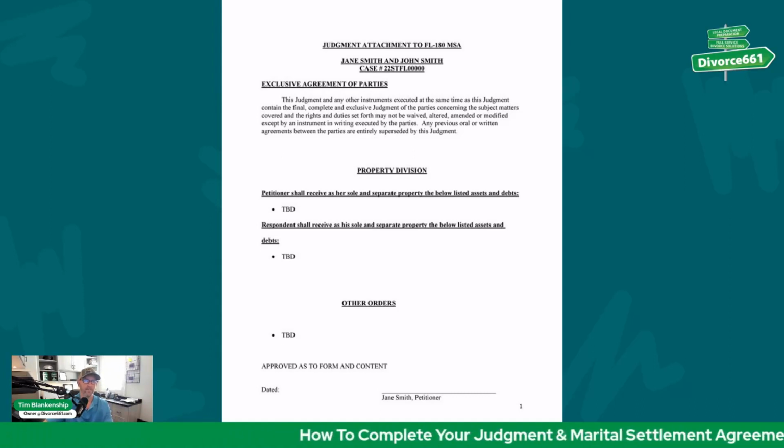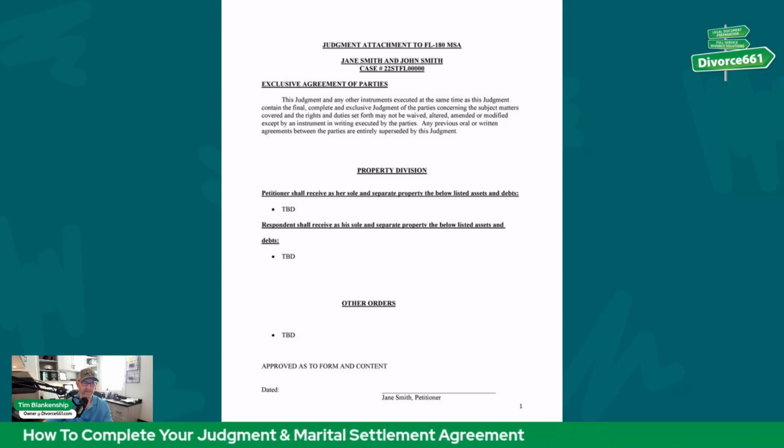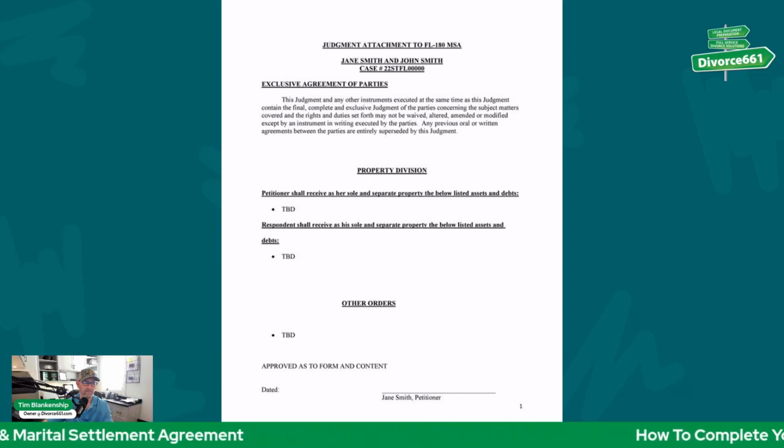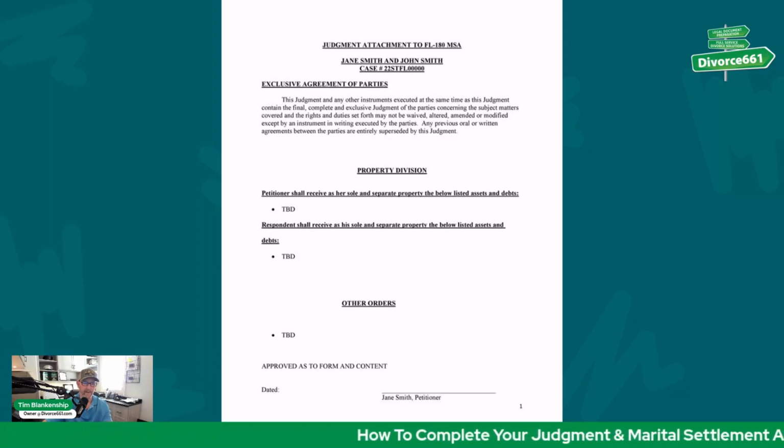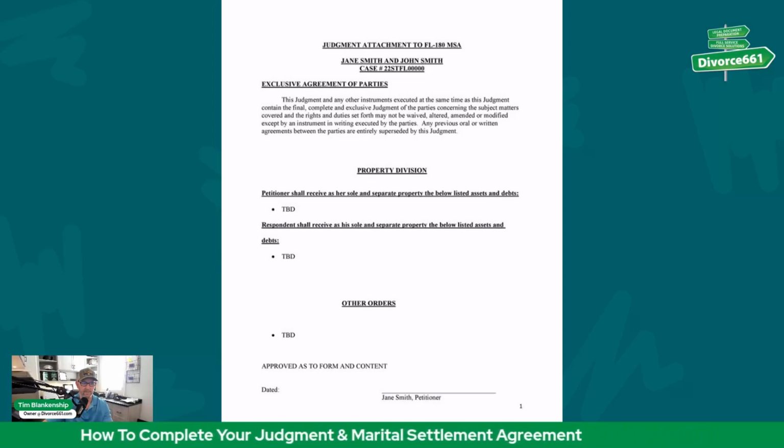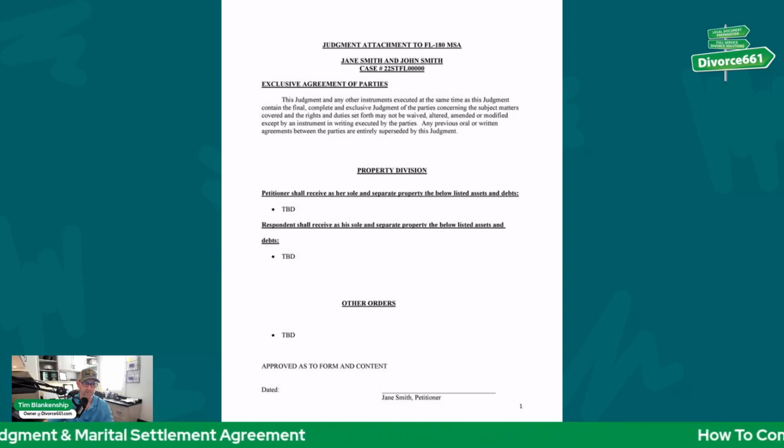because if you noticed, going back to those forms, there's nowhere to sign at all. There's nothing to sign. So this is an attachment that we've just come up with. It has some fancy language about exclusive agreement of the parties. And then we just get right into it. We just have a heading for property division. Petitioner will receive as her sole and separate property the below listed assets, debts, and then we just bullet point out what they are. Same for respondent. Just keep it super simple, guys.